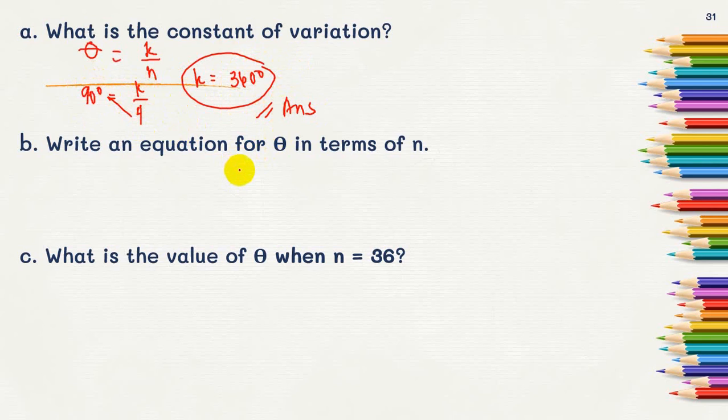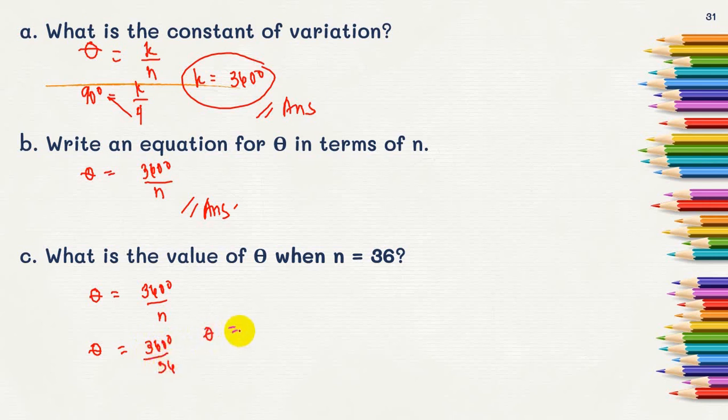Write an equation for theta in terms of n. So it will be now central angle equals k, which is 360 degrees all over n. Then what is the value of theta when n is equal to 36? Alright, so we will just be using central angle is equal to 360 degrees all over n. Then we divide, the central angle is 360 degrees all over 36. So the central angle will be now equal to 10 degrees. So this will be our answer.